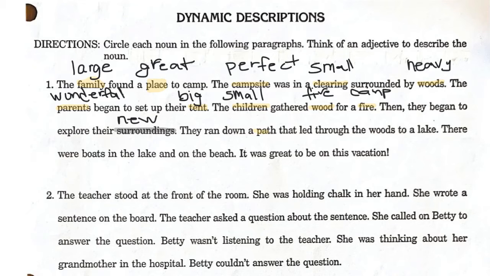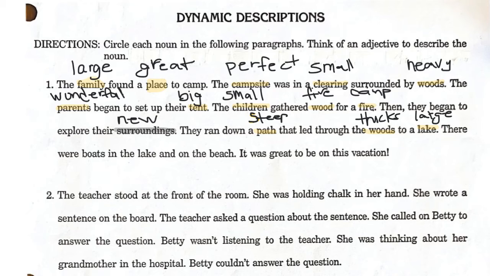They ran down a path that led through the woods to a lake. Those are all nouns. When I go to add adjectives, down a steep, oh, I forgot to change the color. Let's go with steep path that led through the thick woods to a large lake. My R's are having a hard time getting written.